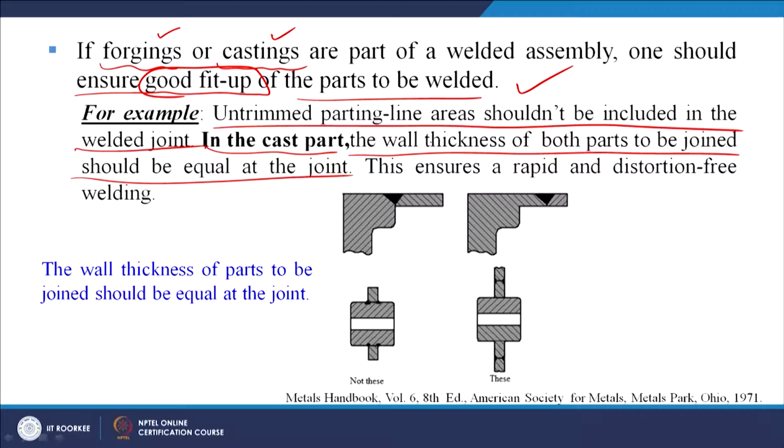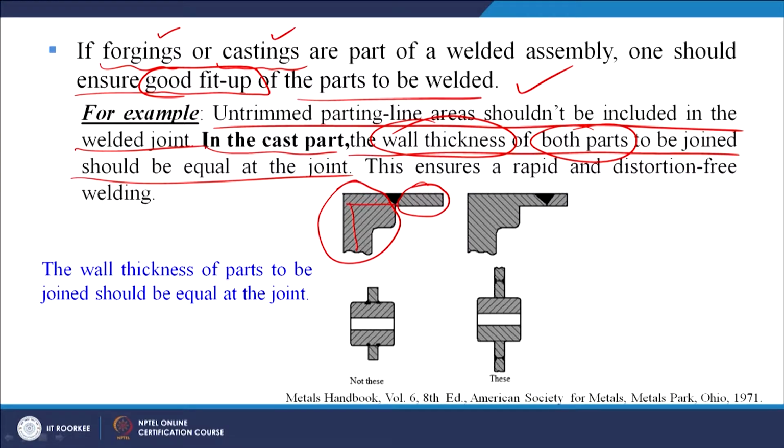So especially in case of a cast part, the wall thickness is a very important parameter. The wall thickness of both parts that are to be joined should be equal at the joint. This ensures a rapid and distortion free welding. Now here you can see this section is one part and this is another part. These have to be joined together.